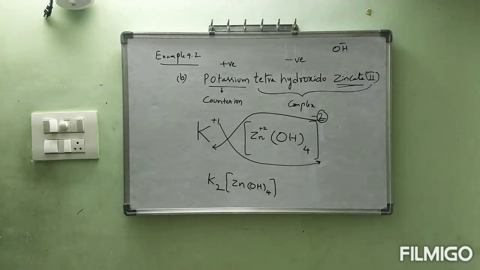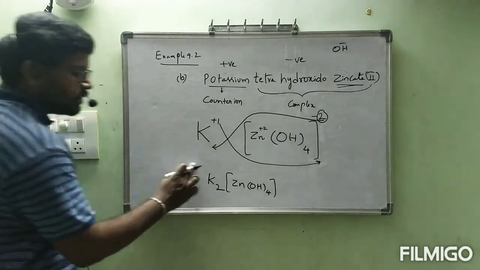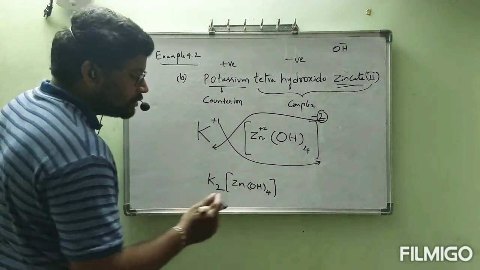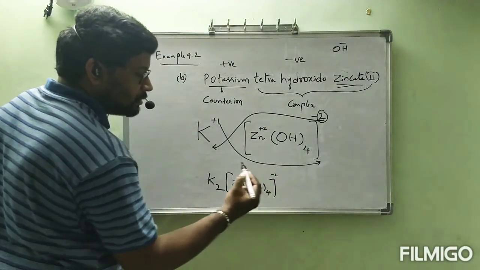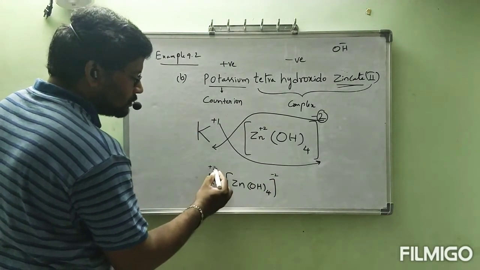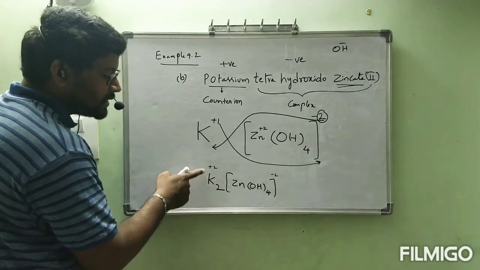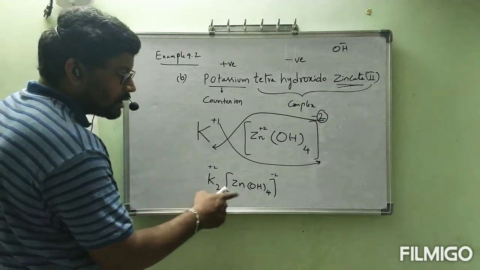Potassium tetrahydroxozincate(II). Okay, final formula K2ZnOH4. Now we will check this one. The total complex charge is 0. How is it 0? Here -2, here +2. Why is it +2? 2 potassium atoms are there, na? 2 into +1 is +2. Total complex -2.